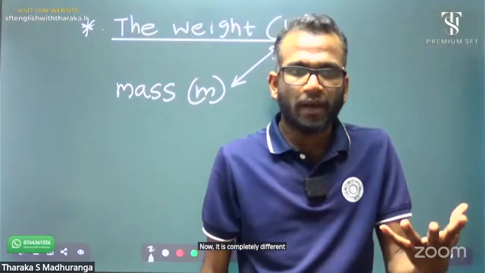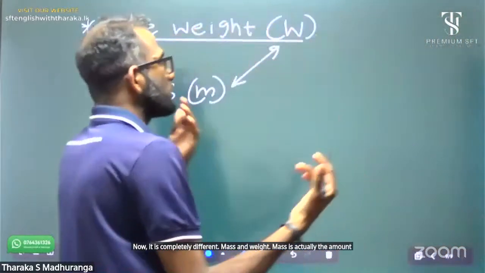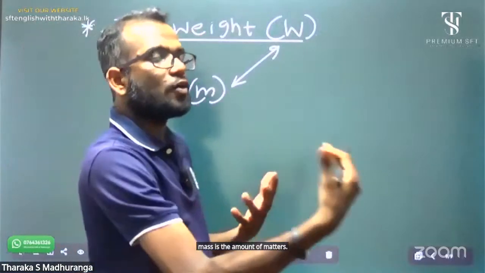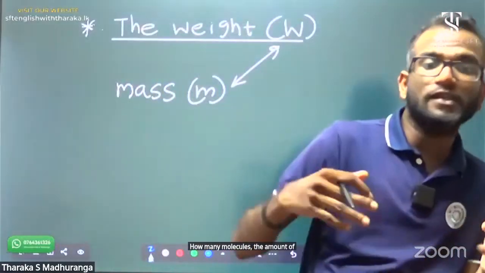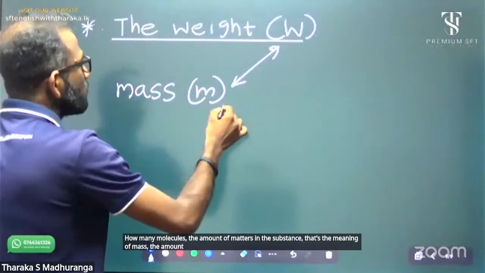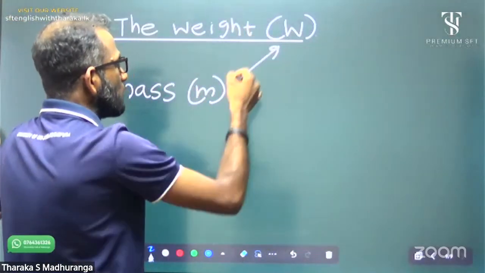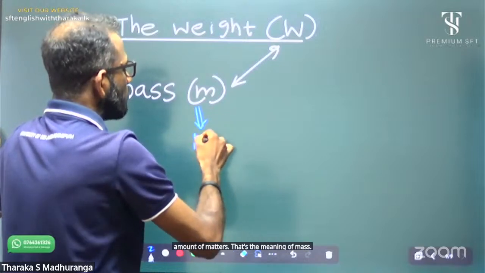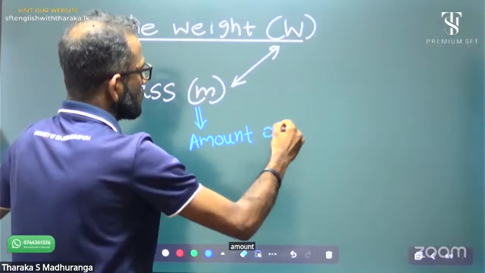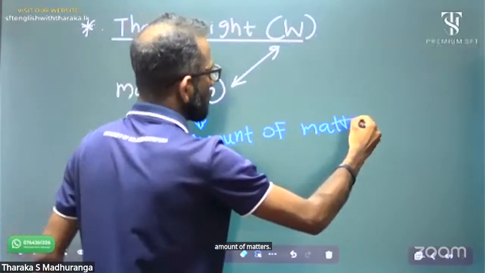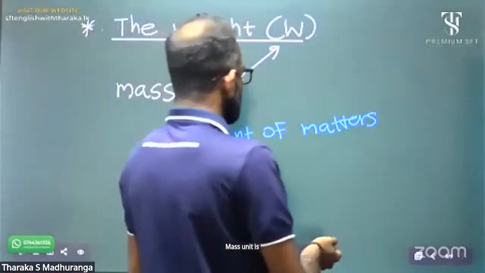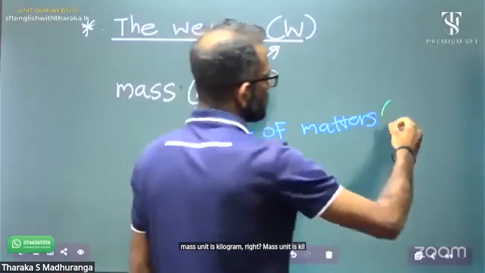Mass is the amount of matter in a substance. How many molecules, the amount of matter, that's the meaning of mass. The mass unit is kilogram, right? Its standard unit is kilogram.